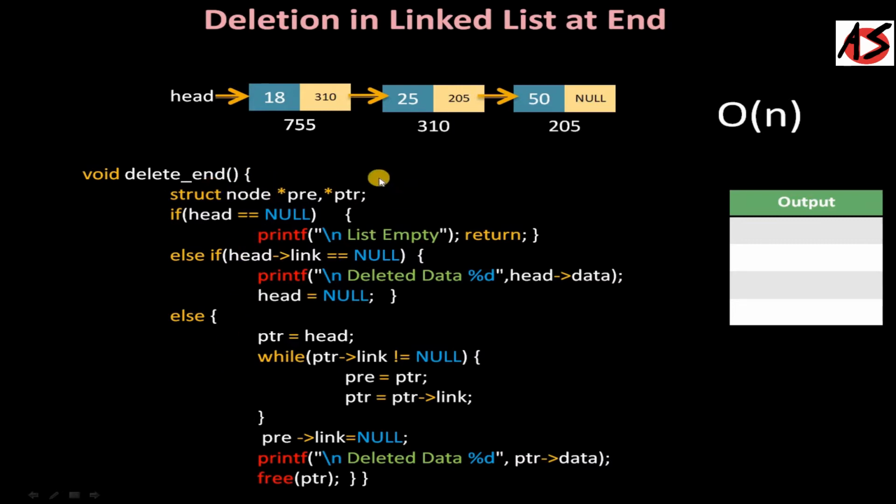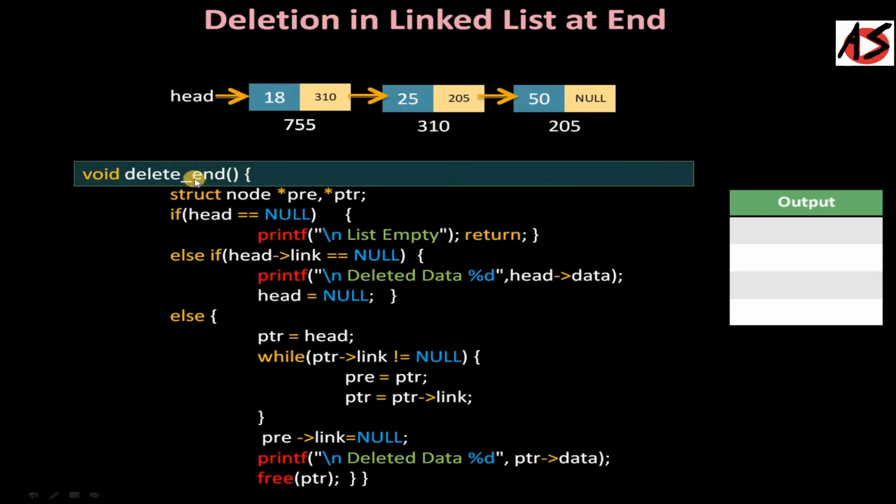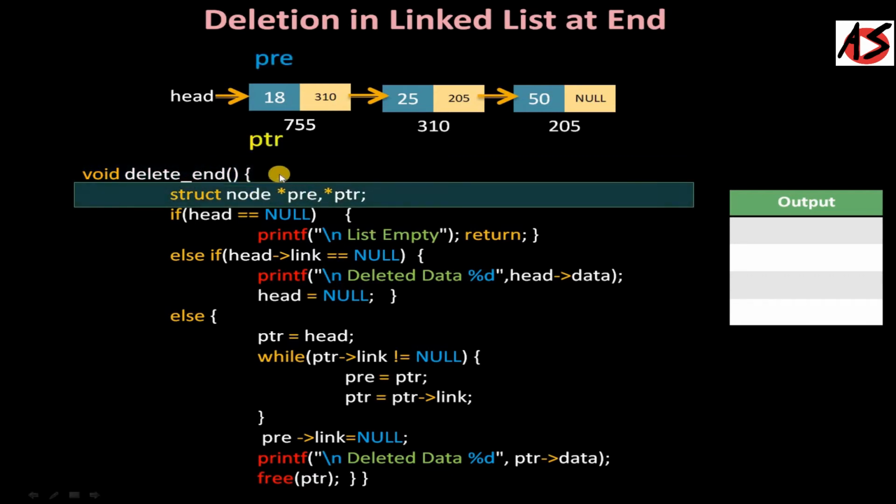Now we are calling the delete end function. Here we are defining two pointers. One is storing the previous node, that is known as the pre pointer, and the second is for traversal, that is the PTR pointer.